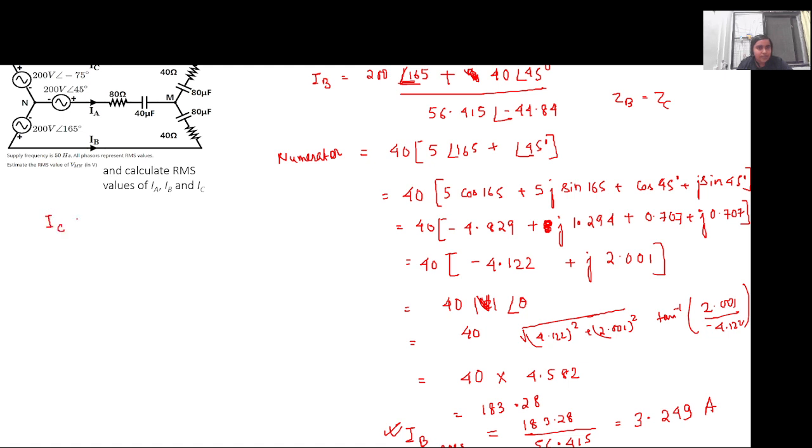So what will be equal to IC? 200 angle minus 75 plus 40 angle 45 by 56.415 angle of minus 44.84. Can you quickly calculate IC?